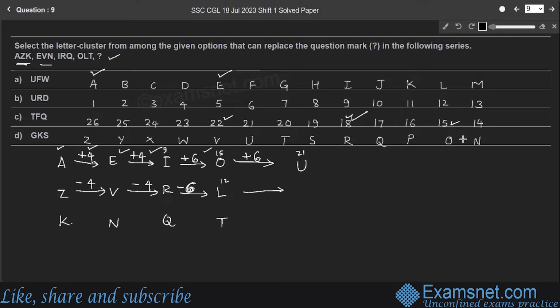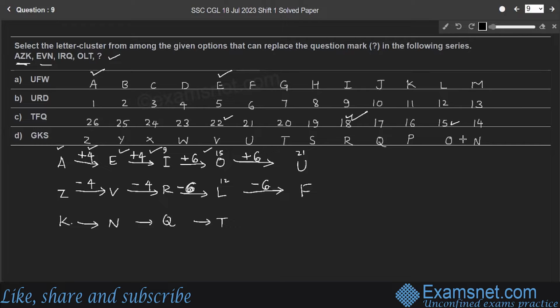Therefore, in the last step also, we need to subtract 6 from L, right? In the first two steps, we have subtracted 4, and in the last two steps, we need to subtract 6, right? So L minus 6, L is 12, minus 6 is 6, which is F. Now concentrate on the third letters, all third letters.